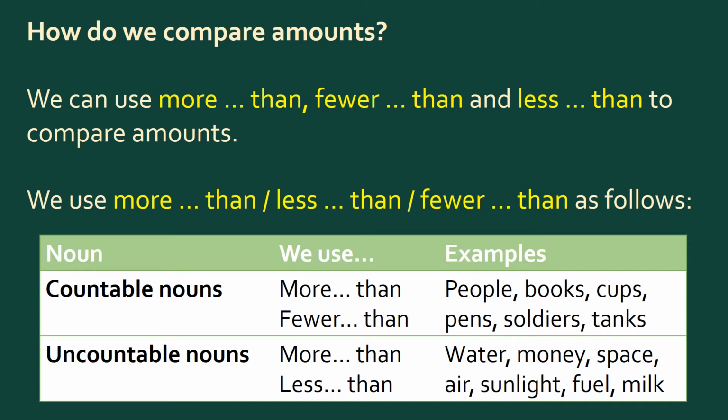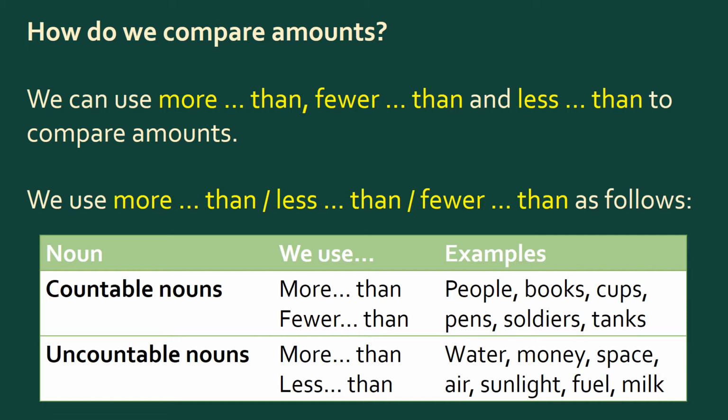We can use more than, fewer than, and less than to compare amounts. We use more than, less than, fewer than as follows. For countable nouns, we use more than or fewer than. Examples are people, books, cups, pens, soldiers, tanks, etc.